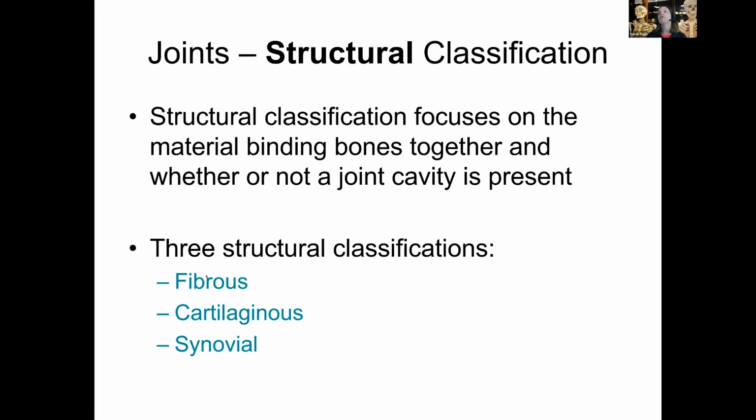Now we're going to walk through the structural classifications. And remember, this is the things that are binding your bones together. What structure is holding those two bones together at that joint? So I told you we have three of those. We have fibrous joints, which are just held together with fibrous tissue. Cartilaginous joints, which have cartilage between those two articulating bones. And synovial joints, which have a cavity between the two bones.